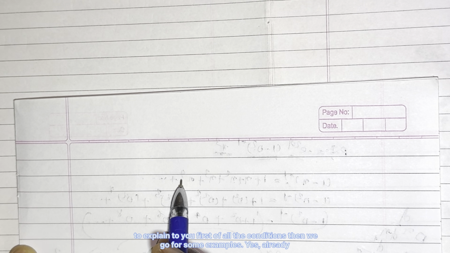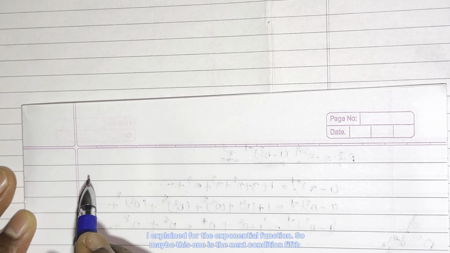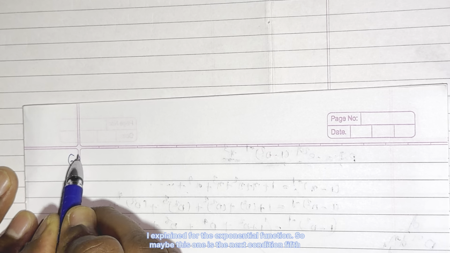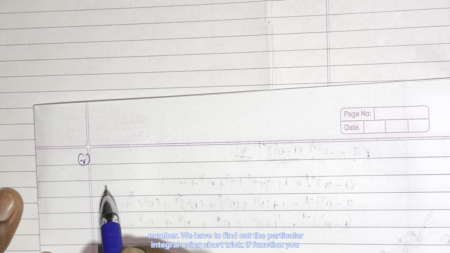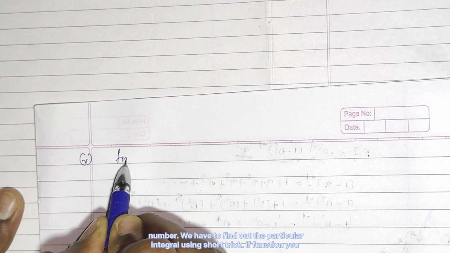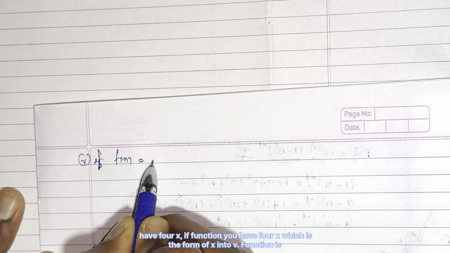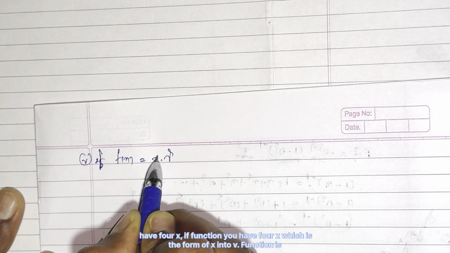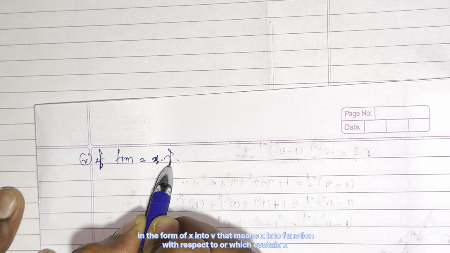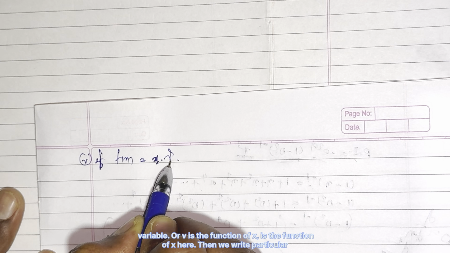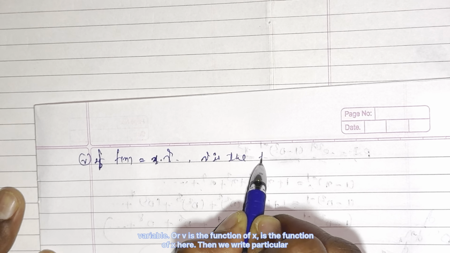I'm going to explain the condition first, then we go for some examples. Already I explained the exponential function case. This one is the next condition, the fifth one, where we find the particular integral using the short trick. If the function f of x is in the form of x into v, that means x into a function which contains the x variable, where v is a function of x.